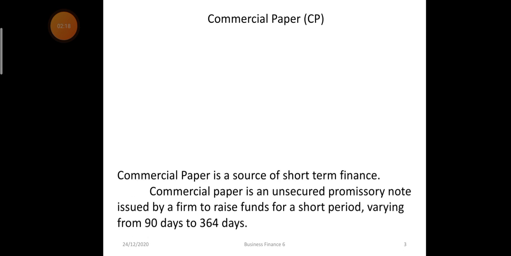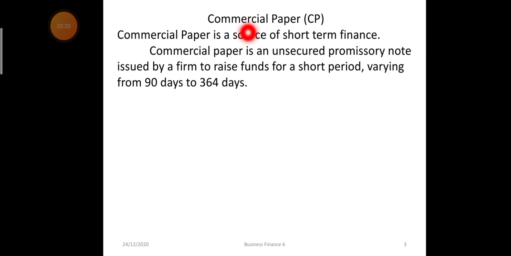Second one, commercial paper. Through commercial paper, companies can arrange large funds for a short duration. So commercial paper is a source of short term finance. It is an unsecured promissory note, where the company is promising to pay the amount within a short period which varies from 90 days to 364 days, less than 1 year. 3 months to 1 year we can say. So unsecured, it doesn't carry any charge over the assets, and it is a source of short term finance.